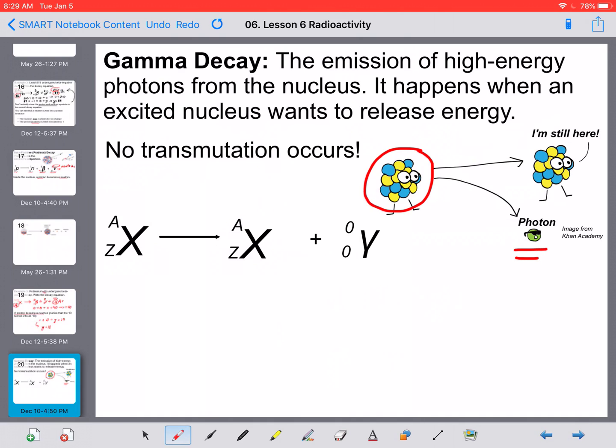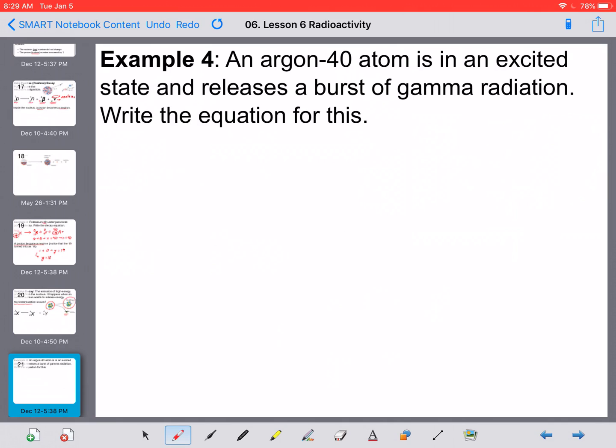And then notice how right here it says no transmutation occurs. So transmutation means the element type is changing. So here, the element type doesn't actually change. So after the decay, we still have a nucleus. This is now called the daughter nucleus. But in this case, the daughter nucleus is actually the same type of element as the original nucleus. So this will make more sense when we actually have a look at example 4. So it says an argon-40 atom is in an excited state and releases a burst of gamma radiation. Write the equation for this.